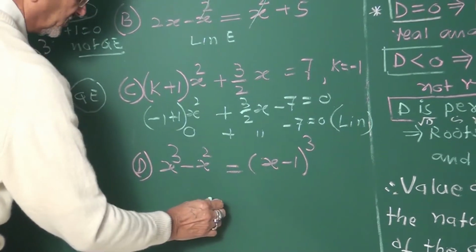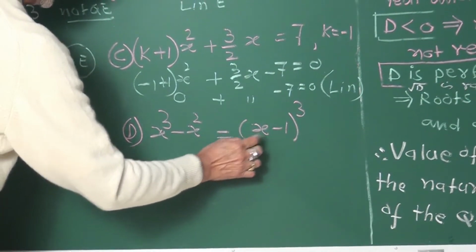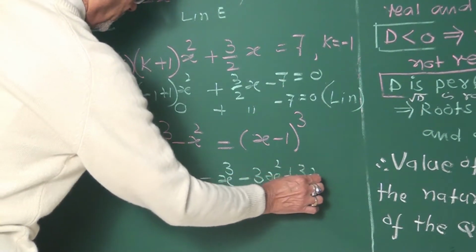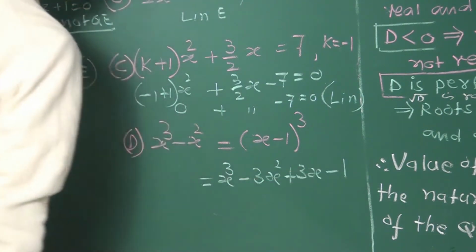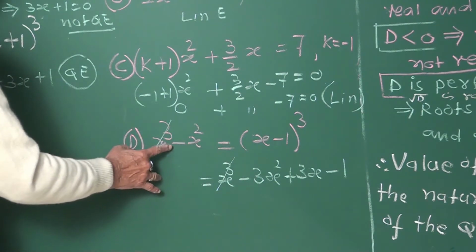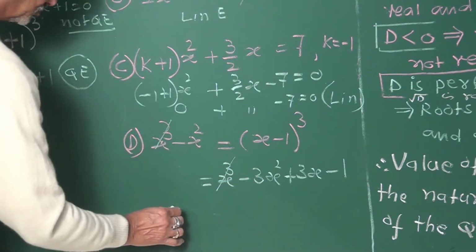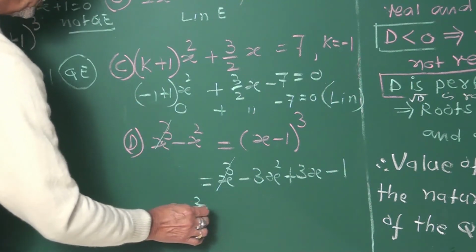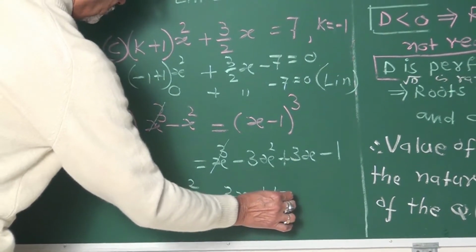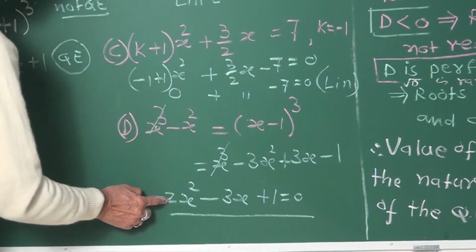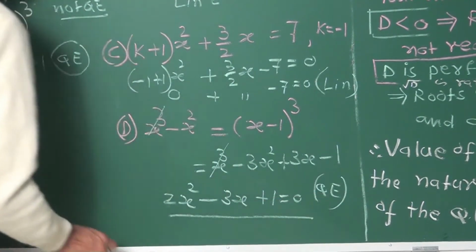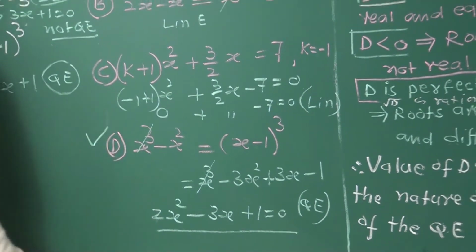You are writing the expansion of this: x cube minus 3x square, alternate sign change, plus 3x minus 1, alternate sign change. x cube cancels, my friends. Bringing this side, minus x square plus 3x square, it is 2x square, minus 3x plus 1 equal to 0. Tell, my friend. It contains a quadratic. It is a quadratic equation. Therefore, which option is the correct answer? Option D is the correct answer.